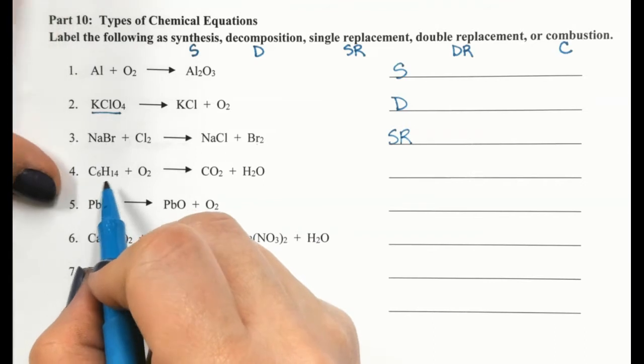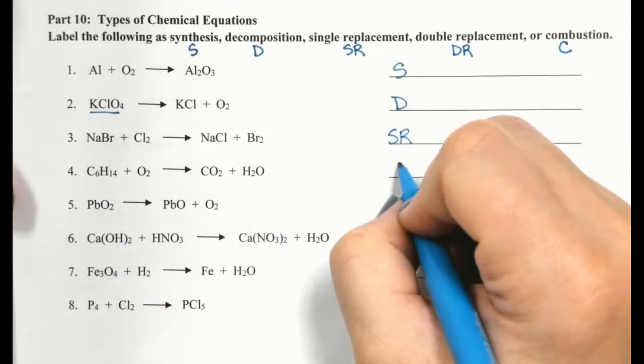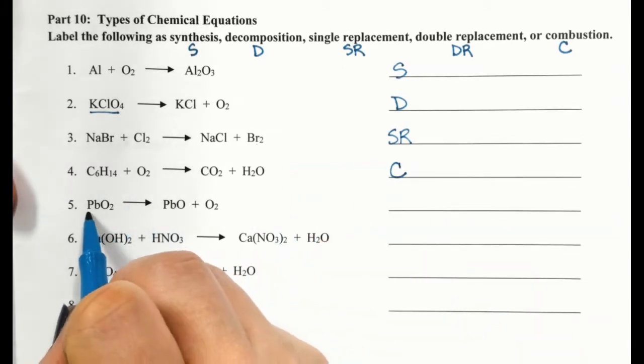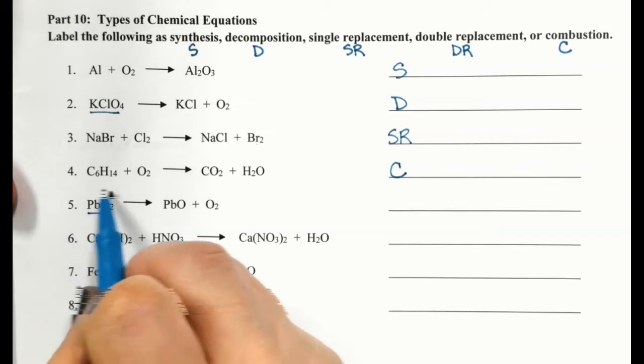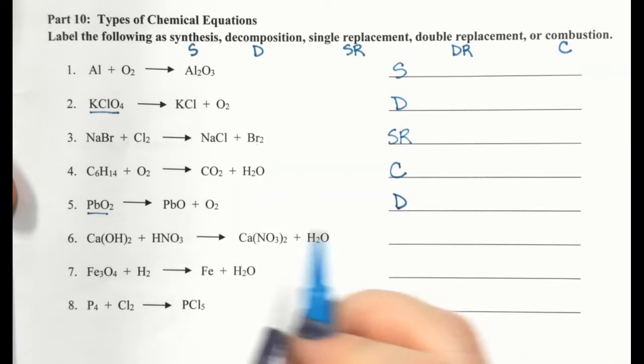Here you have a hydrocarbon plus oxygen yields CO2 and H2O. That is a combustion reaction. We have lead oxide, and it's only one reactant and it's breaking apart, so that's going to be a decomposition.